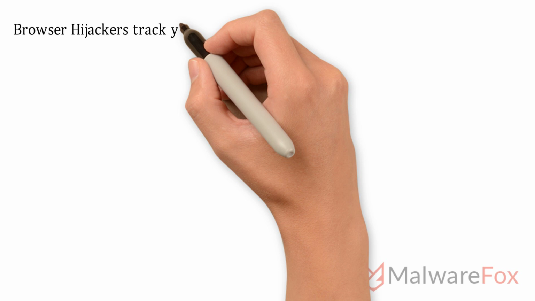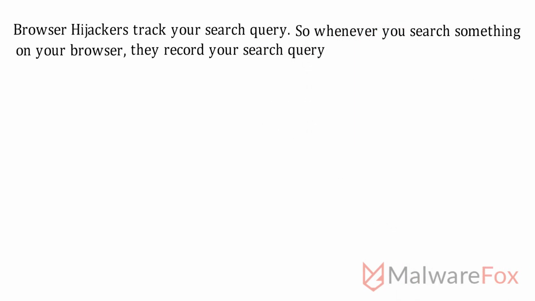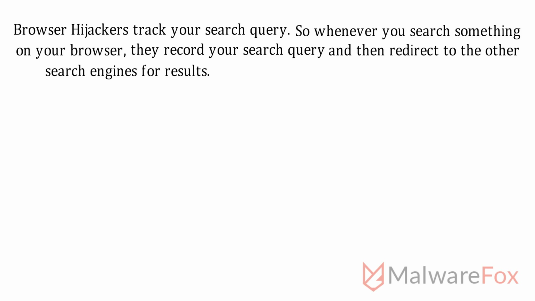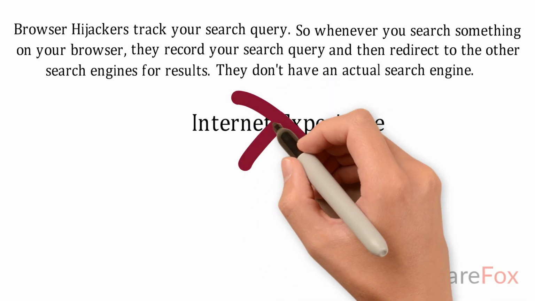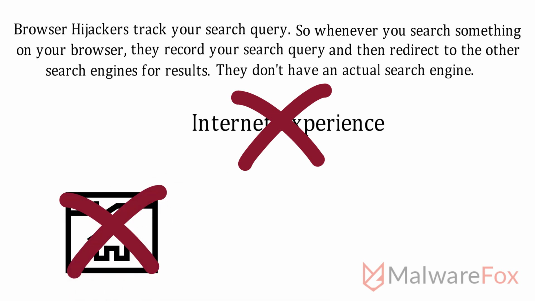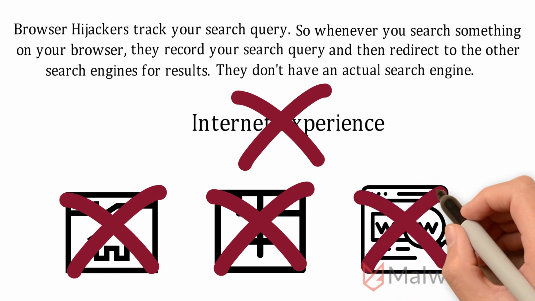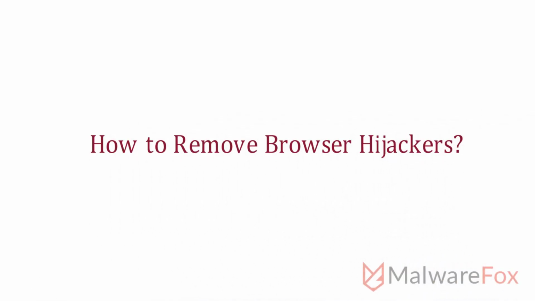Browser hijackers track your search query. So whenever you search something on your browser, they record your search query and then redirect to another search engine for results. They don't have an actual search engine. Browser hijackers destroy your internet experience. They don't let you keep your desired homepage and new tab. Also, they don't let you search using your favorite search engine. Not only this, when you are onto something important, they redirect you to some other web pages. Irritating.